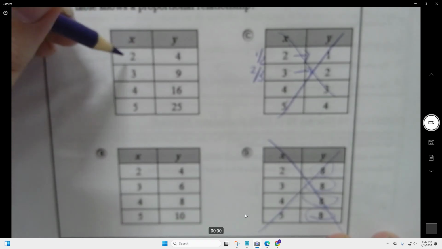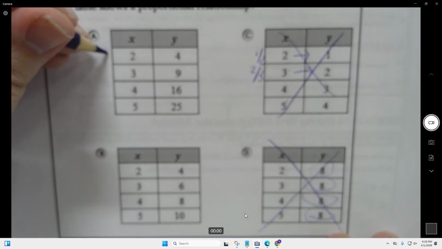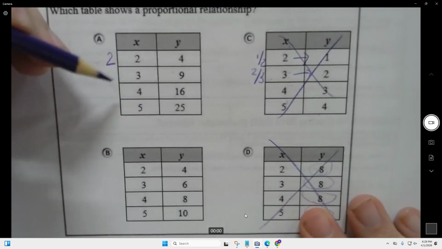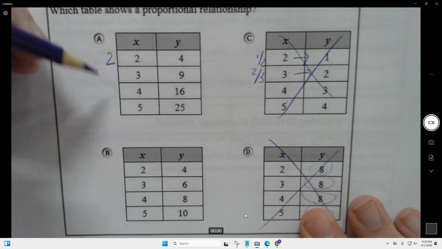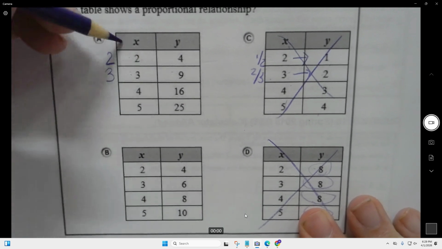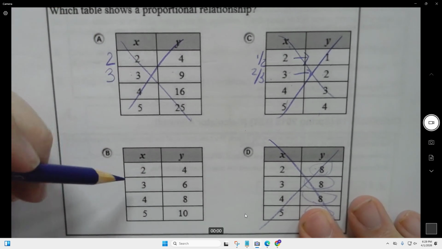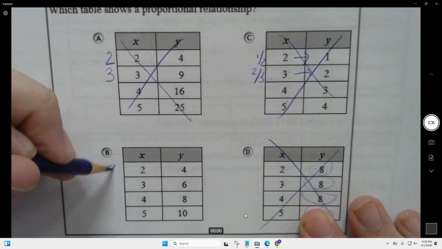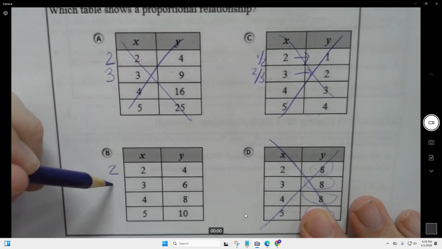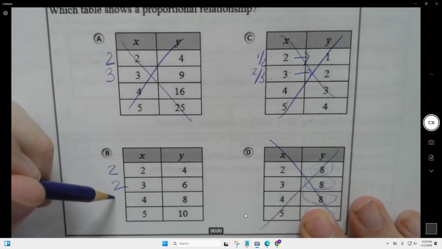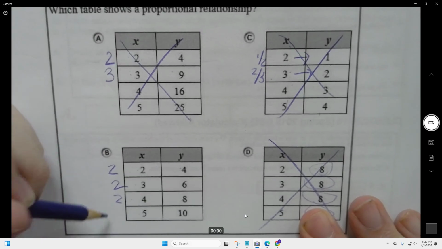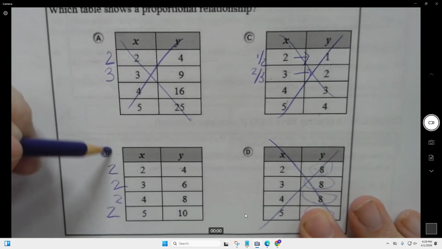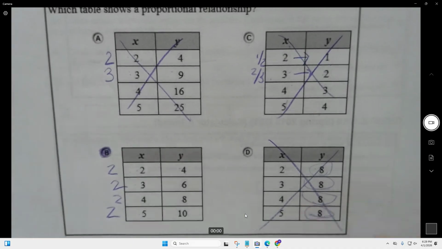Let's try here. 4 to 2. 4 divided by 2 is 2. 9 to 3, or 3 to 9. 9 divided by 3 is 3. Uh-oh. So we check the last one. Y divided by X. 4 divided by 2 is 2. 6 divided by 3 is 2. 8 divided by 4 is 2. 10 divided by 5 is 2. It's B. This one is a lot more obvious than the previous question.